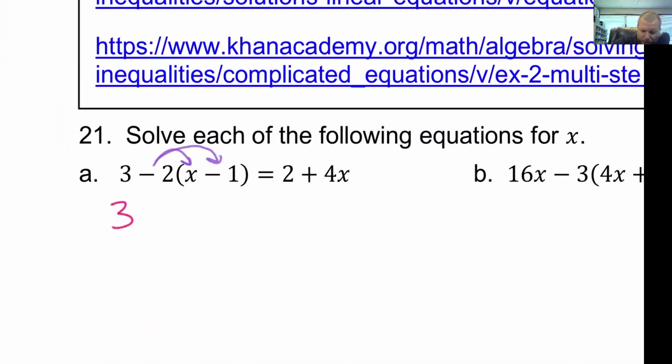So I haven't touched the 3 yet, but I did do -2 times x. So that's going to be minus 2x. -2 times -1. A negative times a negative is a positive. And then I haven't touched anything on this other side, 2 plus 4x.